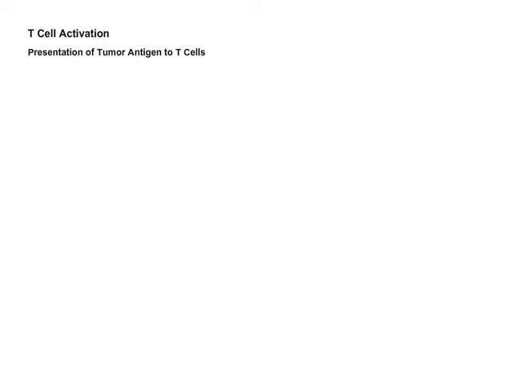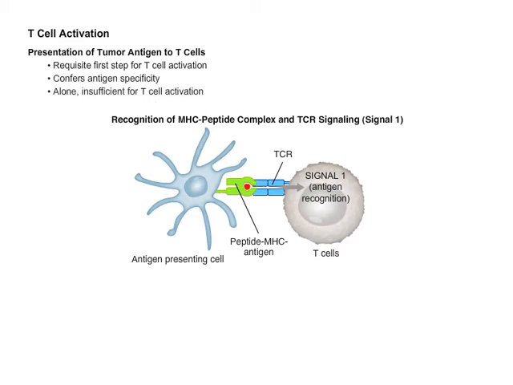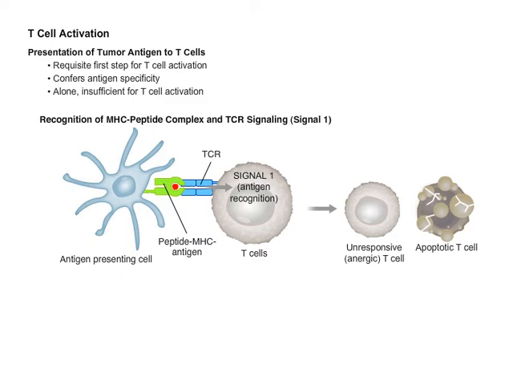Activation of T cells by antigen-presenting cells is a complex process orchestrated by multiple signaling events. Recognition of the MHC antigen complex, along with subsequent signaling via the T cell receptor, is a required first step for T cell activation. However, antigen recognition and T cell receptor signaling alone are not sufficient for T cell activation. Indeed, T cells that only receive a signal from the T cell receptor become unresponsive or undergo apoptosis.